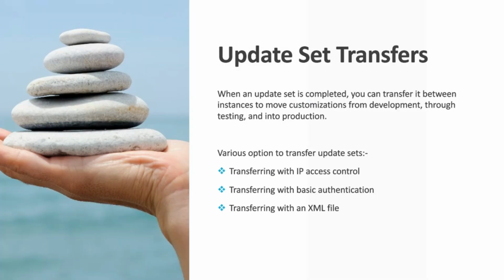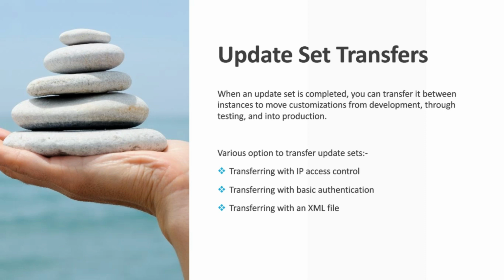Okay, now I will tell you about update set transfer, how we can transfer it to a higher instance like UAT or production. When an update set is completed, you can transfer it between instances to move customizations from development through testing and into production. There are various options to transfer your update set: transferring with IP access control, transferring with basic authentication, and transferring with an XML file.